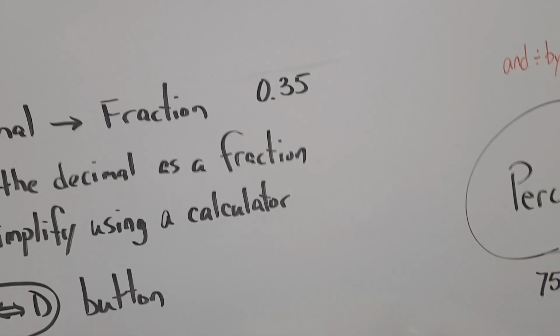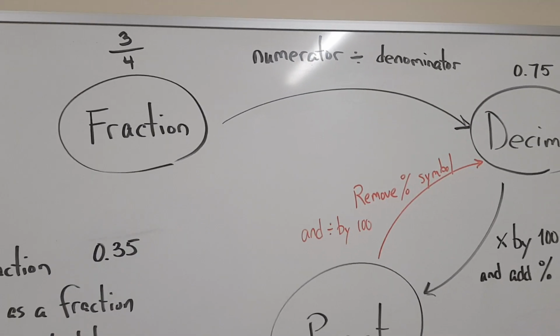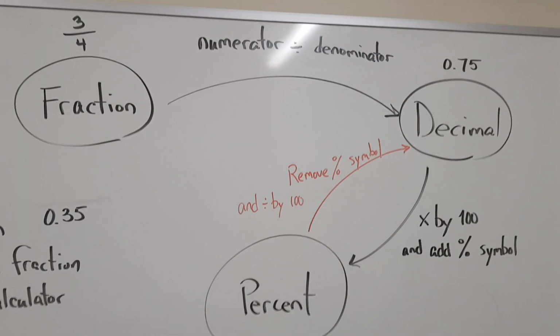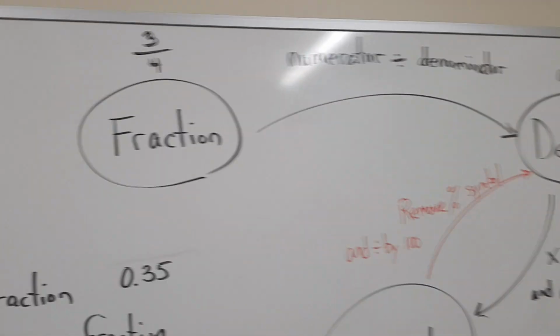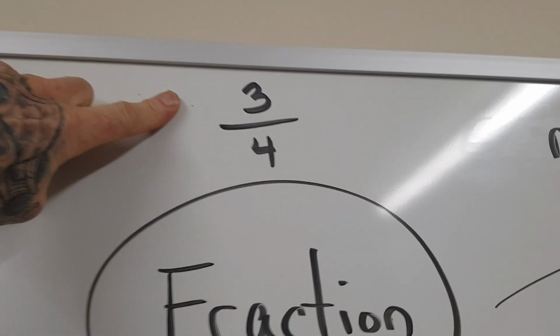And for that, I've made a little flow chart that outlines what you're going to do. If you'd like to add that to your notes, that'd be a great idea. Well, let's start off with a fraction like 3 over 4.